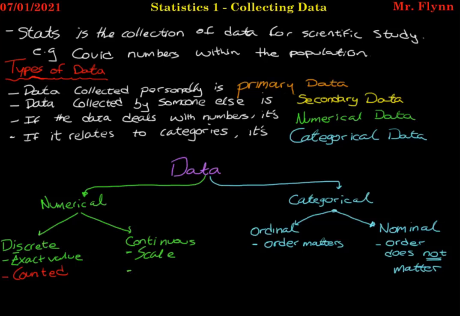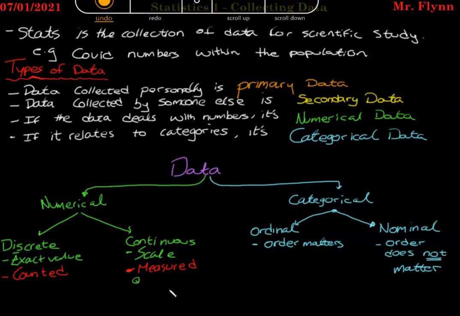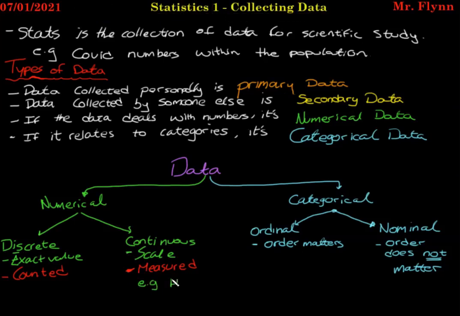Continuous data is something that is put on a scale. And if we go to red again, it is something that is measured. So for example, a person's height, a person's weight, shoe size, whatever.